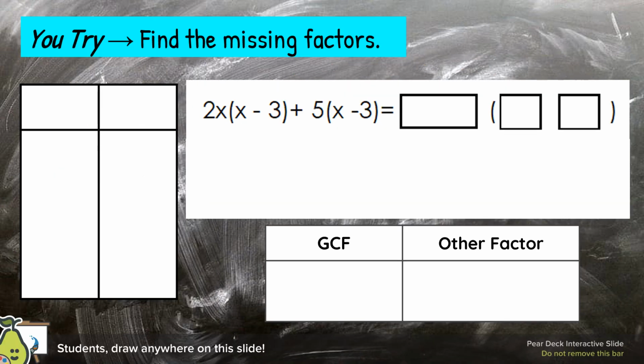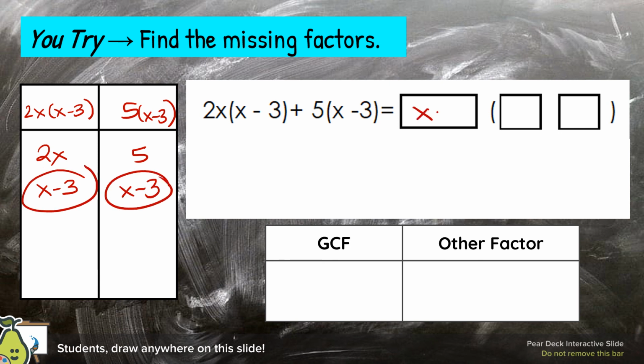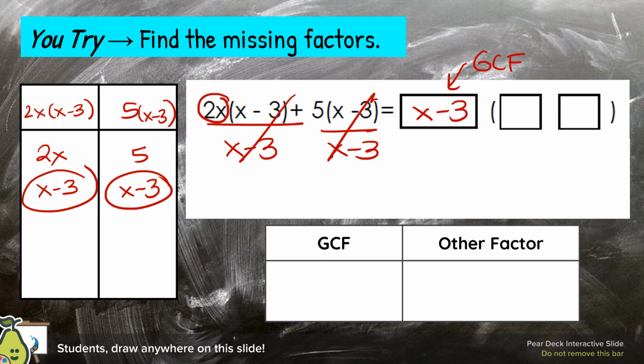All right, so let's try this one. We have 2x times x minus 3. Then we have 5 times x minus 3. Look, they both have x minus 3. That's our GCF. Then we divide everything by x minus 3. These cancel out because it's the same thing, and you're left with 2x plus 5. So our GCF is x minus 3 and our other factor is 2x plus 5.